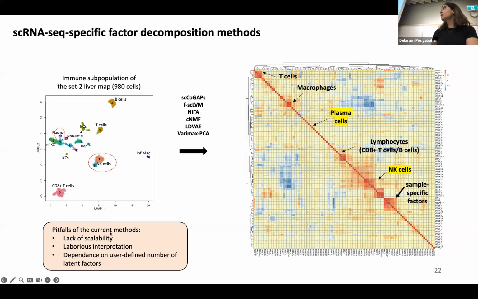And scalability is also another thing to consider. Like FSCLVM has a very interesting method, but it's insanely slow. I did a scalability analysis on it, and on large data sets, it could take like 50 days to finish running. And again, the interpretation might be a little bit difficult for some of them. And this is an inherent problem, I would say, of these factor analysis approaches, because for many of them, you need to figure out K, which is the number of factors that you want to learn.